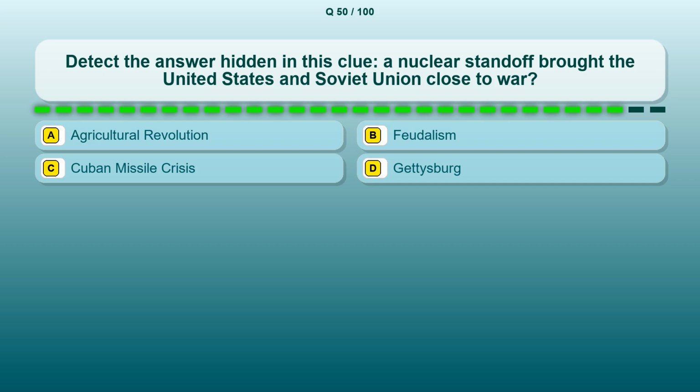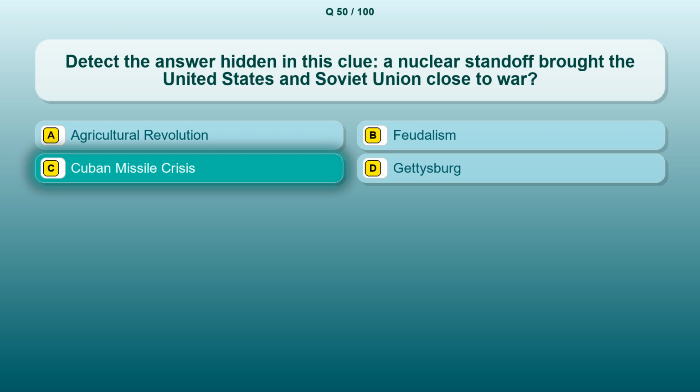Question 50. Detect the answer hidden in this clue. A nuclear standoff brought the United States and Soviet Union close to war? Option A, Agricultural Revolution. Option B, Feudalism. Option C, Cuban Missile Crisis. Option D, Gettysburg.